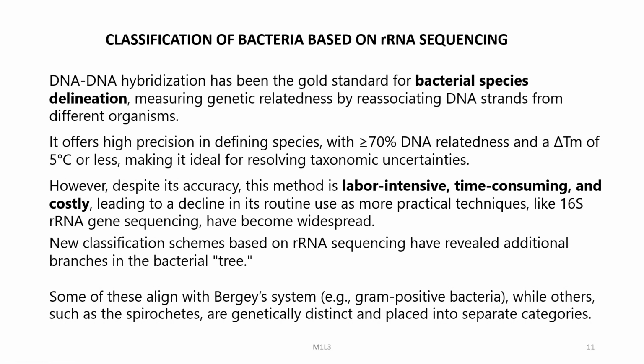However, despite its accuracy, DNA hybridization is a labor intensive, time consuming and costly procedure, and therefore, this has led to a decline in its routine use as more practical techniques like 16S rRNA gene sequencing have become available and widespread. Therefore, new classification schemes based on RNA sequencing have revealed additional branches in the bacterial tree, and some of these align with Bergey's system, for example gram-positive bacteria, while others such as the spirochetes are genetically distinct and placed into separate categories.